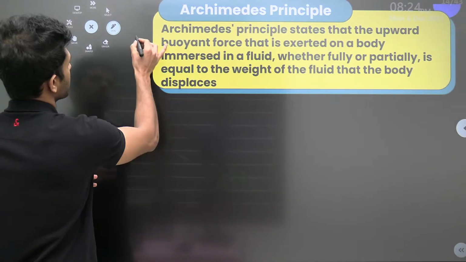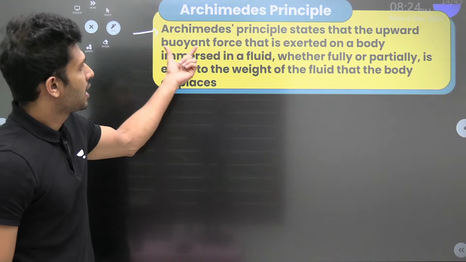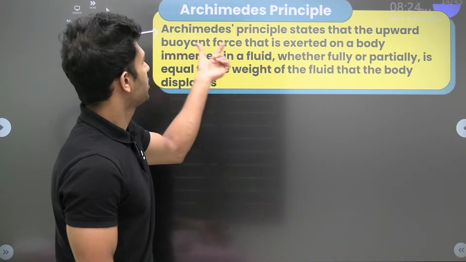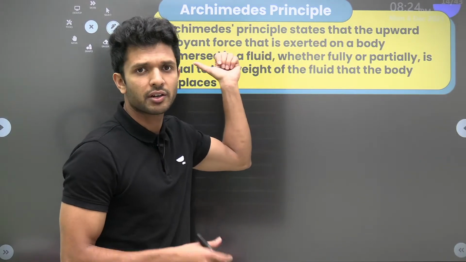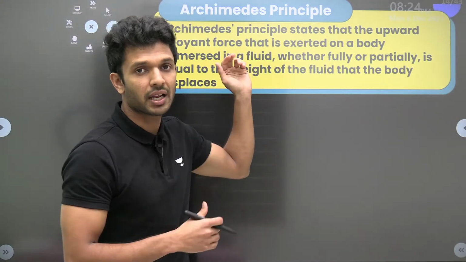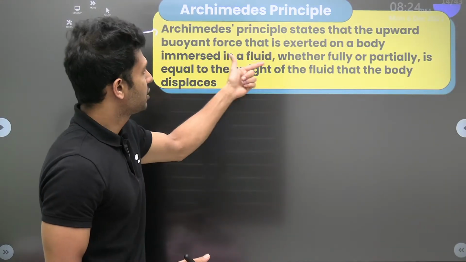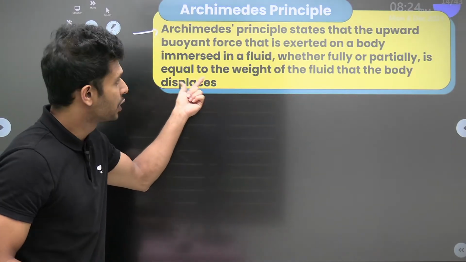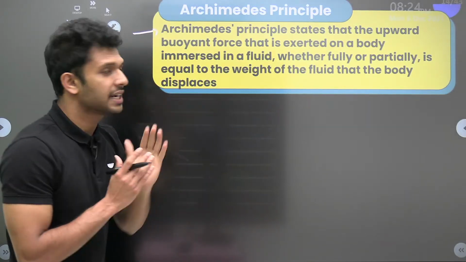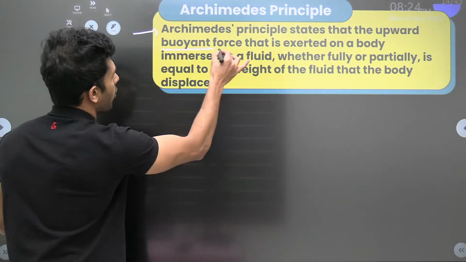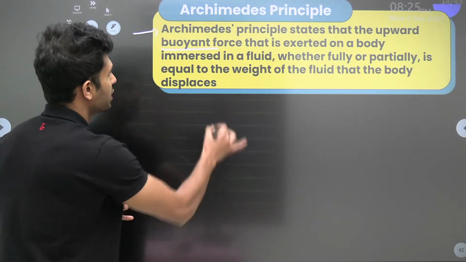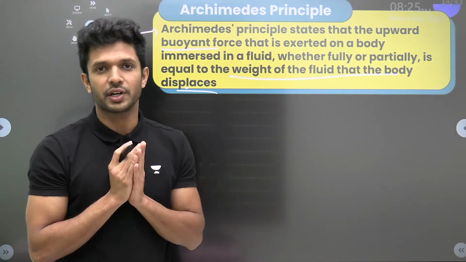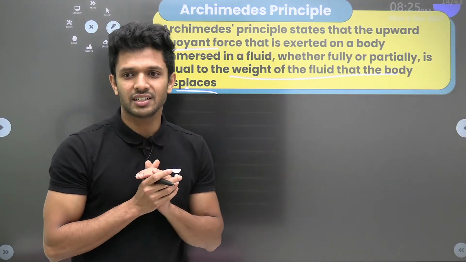Let's read the definition. Here we go. Archimedes' principle states that the upward buoyant force that is exerted on a body immersed in a fluid, whether fully or partially, is equal to the weight of the fluid that the body displaces. Buoyant force, now everybody knows, direction upward, formula V rho g. Once again, the buoyant force acting on the body is equal to the weight of the fluid that the body displaces. Very important. Okay, shall we understand?